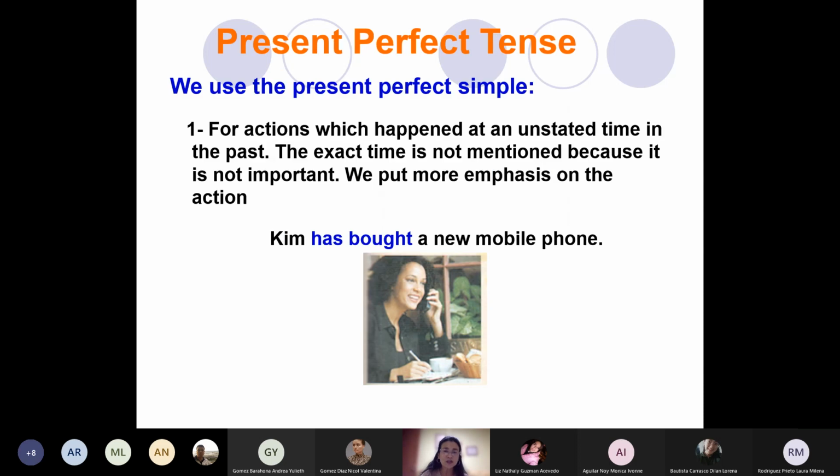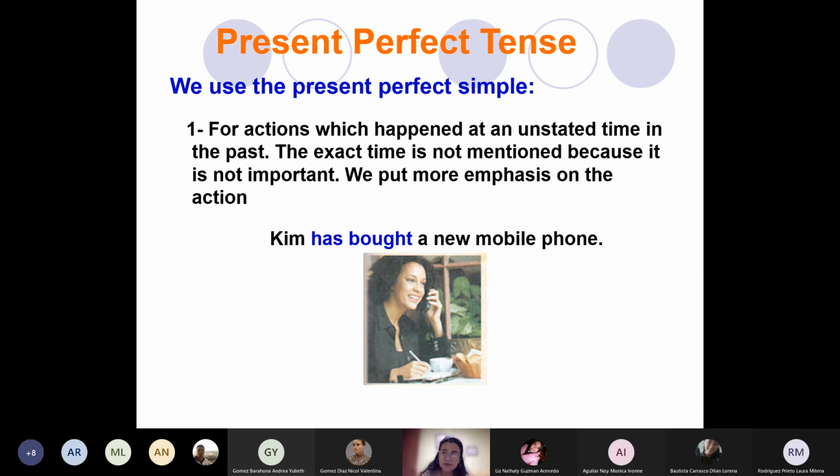And now we are going to see what it is used for. We use the present perfect simple for actions which happen at a stated time in the past. And the exact time is not mentioned because it is not important.